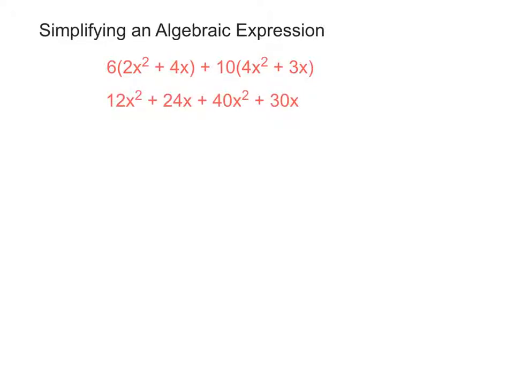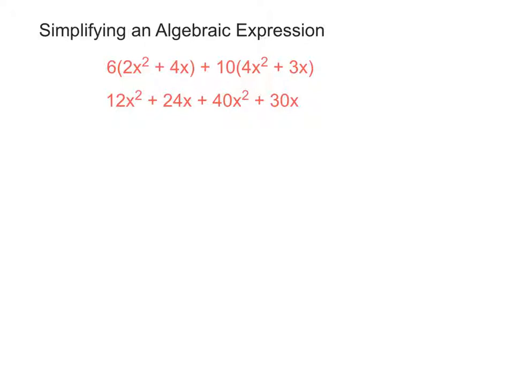Finally, let's go back to our discussion of algebraic expressions and talk about simplifying an algebraic expression. So let's start out with a fairly complicated algebraic expression. 6 parentheses 2x squared plus 4x parentheses plus 10 parentheses 4x squared plus 3x parentheses. Okay, using what we know from this lesson, let's start off by distributing the 6 and the 10. So after we've distributed, we end up with 12x squared plus 24x plus 40x squared plus 30x.